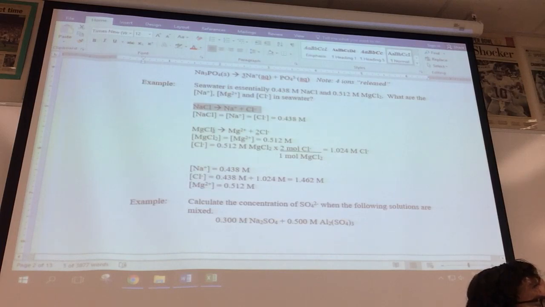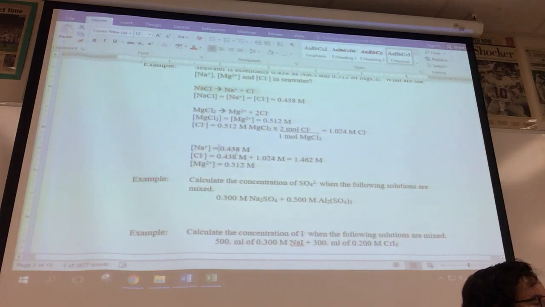If you have magnesium chloride, that's magnesium ion and chloride ion. How come you have 2 chloride ion for every magnesium chloride? Because you have to balance for charge. So you have 2 to every one of these. So these 2 concentrations are the same, but the chloride ion is twice what you started with. So you have 1.024. Are you with me? Good. So you have this from here, you have the magnesium from here, and to get the chloride ion concentration, you're just going to add these 2 quantities together. And that's your chloride ion concentration.